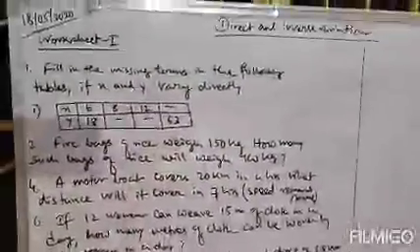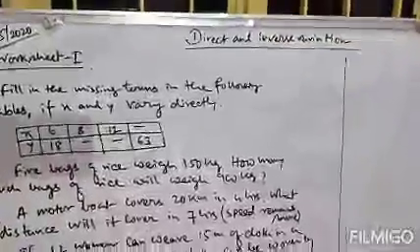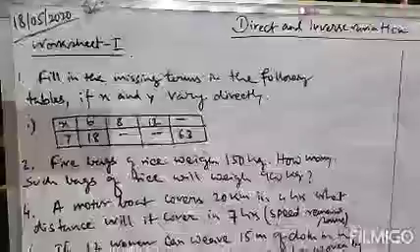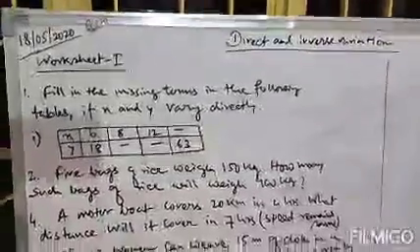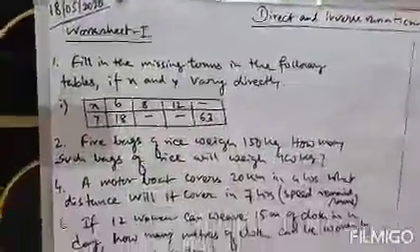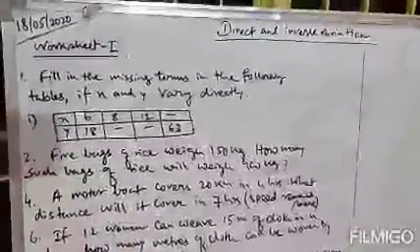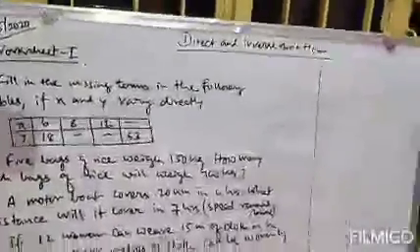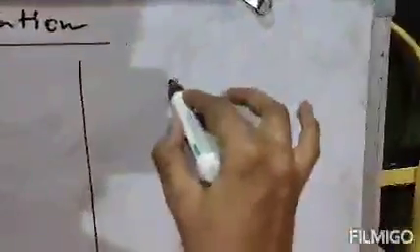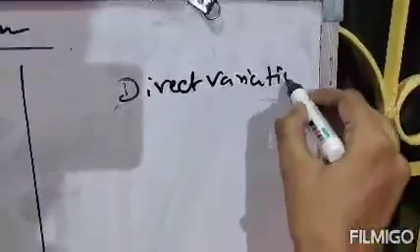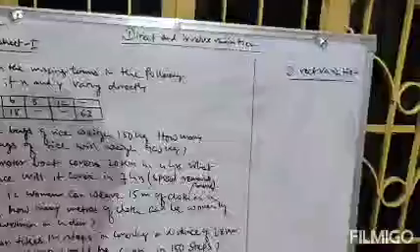Today we will start a new chapter, that is direct and inverse variation. We will discuss only direct variation in this session and solve the worksheet 1 questions regarding direct variation, and in the next session we will discuss inverse variation. Clear? So today we will discuss only direct variation. What is direct variation and how will we do these problems using it?